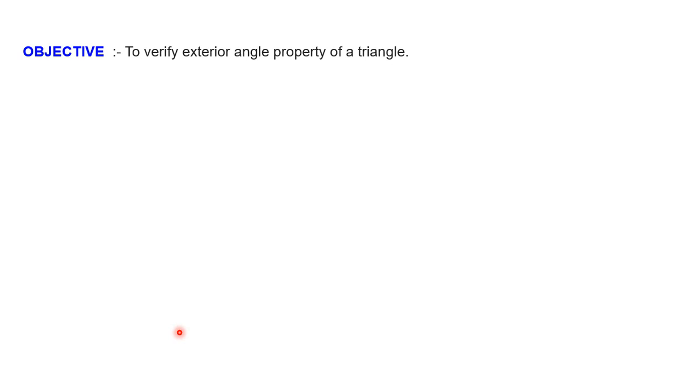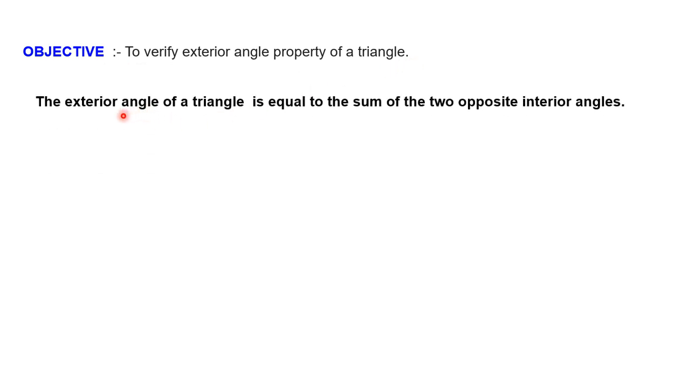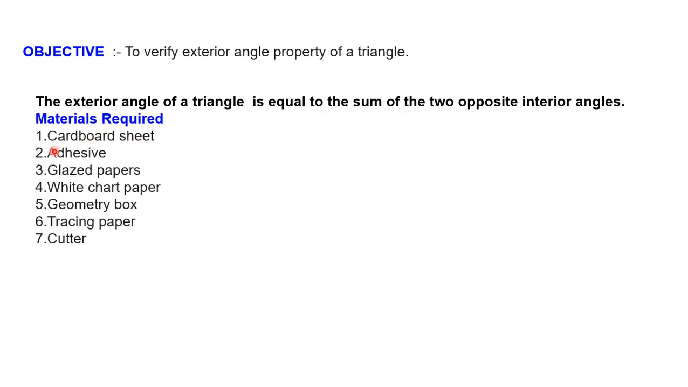Now let's do the activity for the exterior angle property. By the activity we will prove the exterior angle property of a triangle, which says the exterior angle of a triangle is equal to the sum of the two opposite interior angles. Now the required materials are cardboard, adhesive, glazed papers or white chart paper, geometry box, tracing paper, and cutters, or we can say scissors.